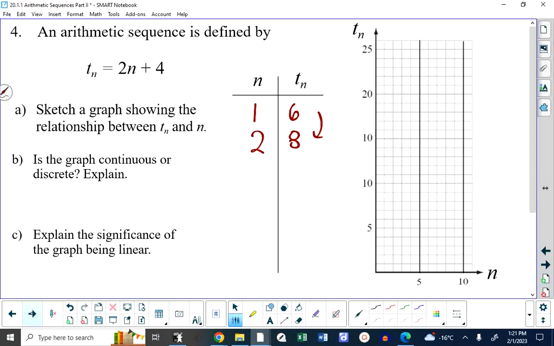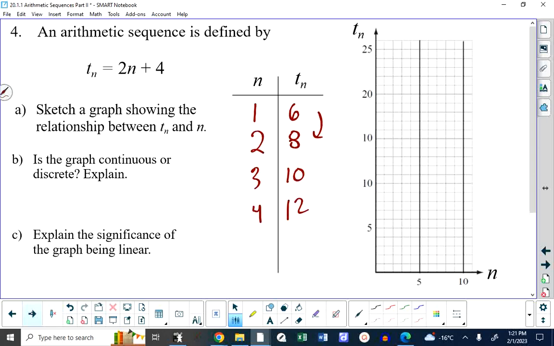And at this point in time, you don't even need the formula anymore. You can just do that. So we're asked to sketch a graph. Am I correct in saying that these darker lines didn't print out well on your handout? Okay, but you can see that it should be at 5 and 10.